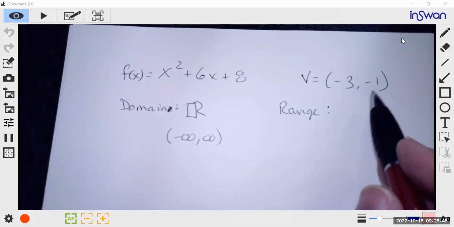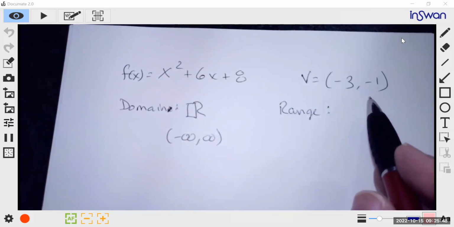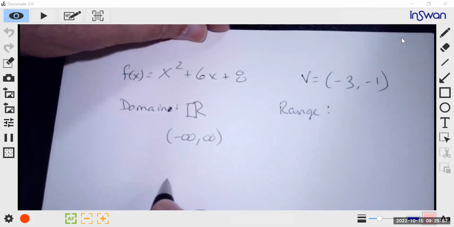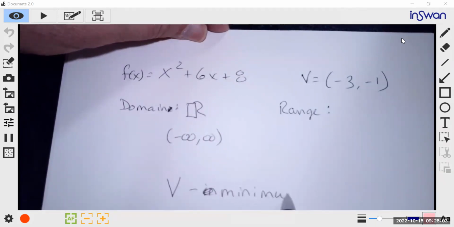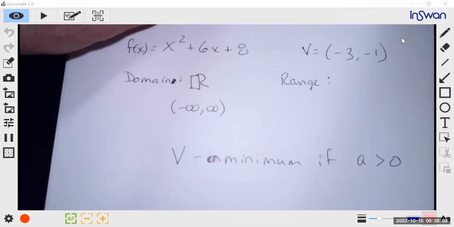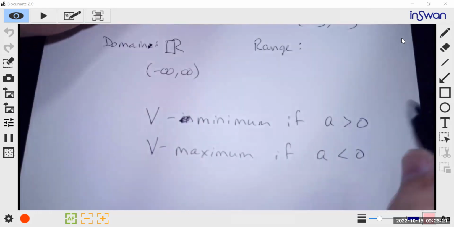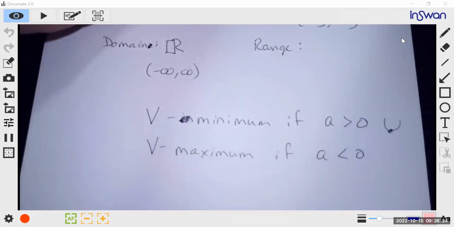Is this vertex a maximum or minimum? The vertex is a minimum if A is positive. The vertex is a maximum if your leading coefficient is negative. Therefore, if it's positive, it opens up, so we have a minimum point. If it's negative, it opens down, it's a maximum point.